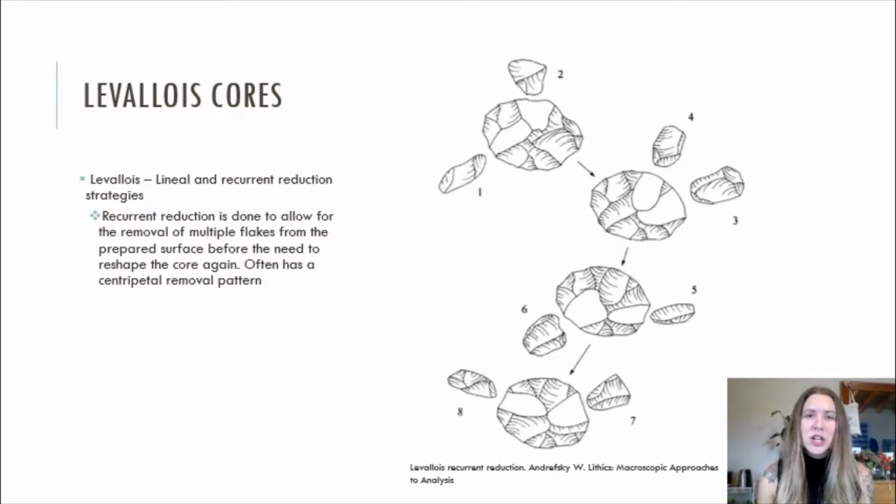The more strategic of the two is the recurrent reduction method. This allows for the removal of multiple flakes from the prepared core surface rather than just a single flake before the core requires reshaping. This type of strategy generally has a centripetal removal pattern, which you can see in this drawing here, which exhibits the centripetal removal of flakes from the surface prior to reshaping the core.